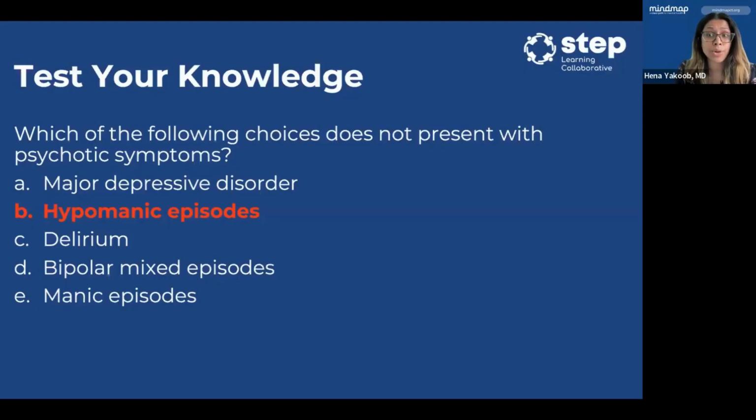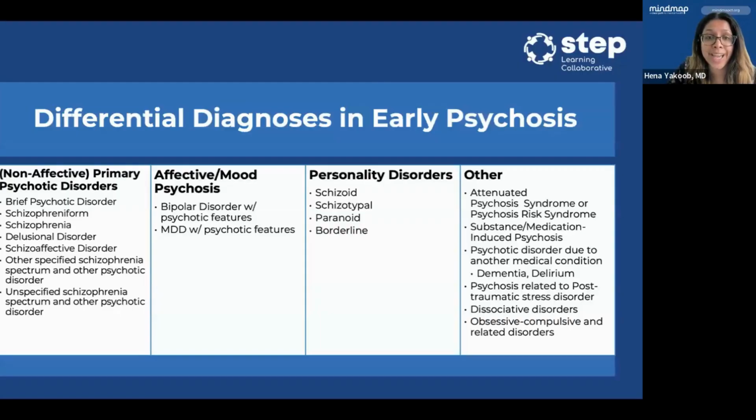So this leads into our first objective, reviewing the different range of possible etiologies for psychosis, including early psychosis. So we have quite a few of them, as you can see here. And this is a somewhat overwhelming slide, but we're going to break it down a bit. We're not going to go into detail on every single diagnosis on this slide, but we will be talking about quite a few of them.